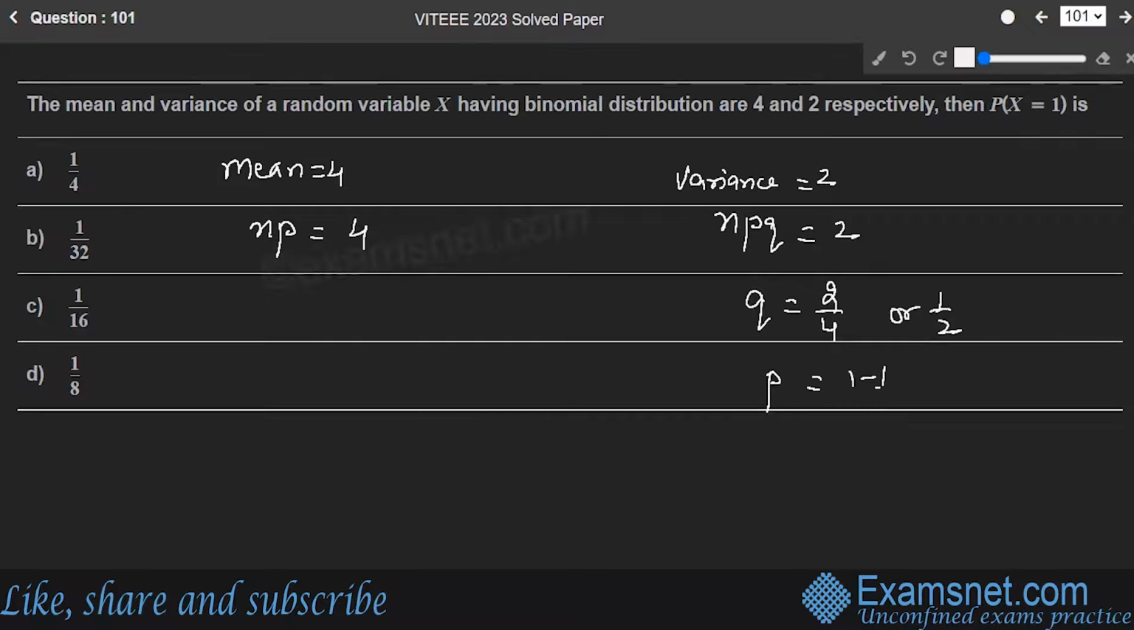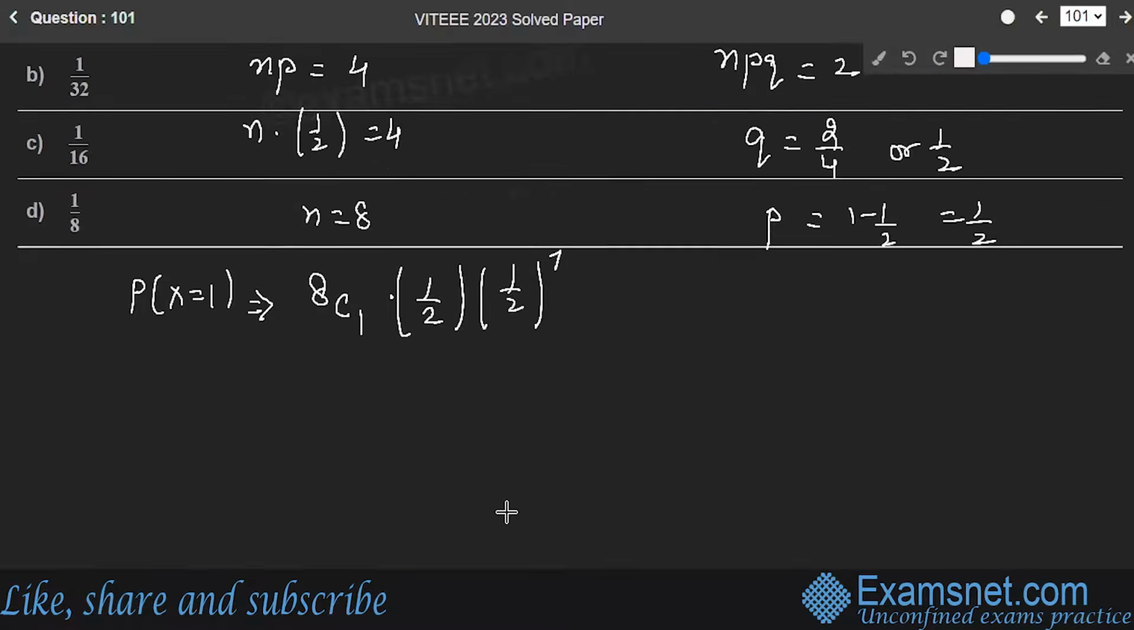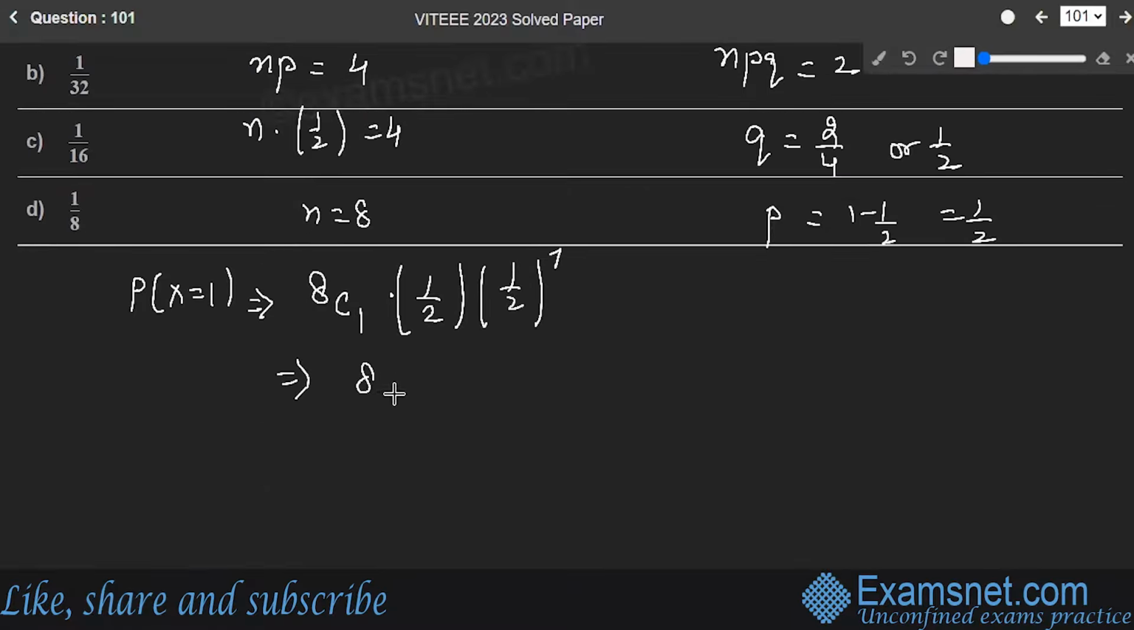If q is 1 by 2, then p is 1 minus 1 by 2, which is equal to 1 by 2 again. Okay. And from here, n will be given by 8. Now, probability x is equal to 1 is given by 8C1 into p's value, 1 by 2, into q raised to power n minus 1, which is 7. So this gives me 8C1, that is 8 only, into 1 by 2 raised to power 8.